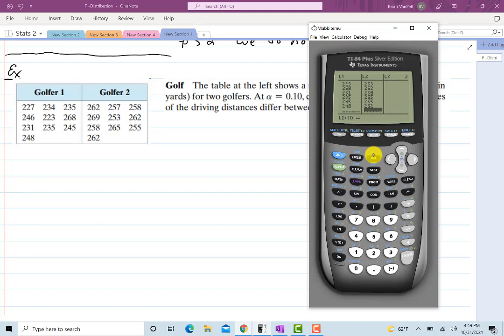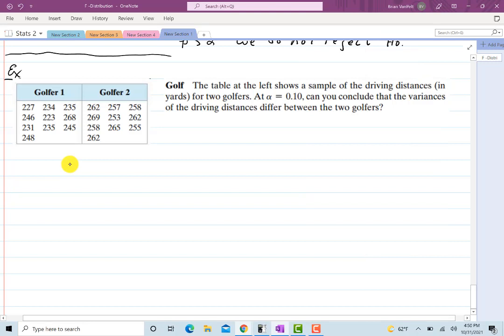All right, I've got my data in there. Let me go back to what the question is asking before I do anything else and set up my alternative hypothesis and null hypothesis. So let's take a look here. The table at the left shows a sample of driving distances in yards for two golfers. At alpha equals 0.1, can you conclude that the variances of the driving distances differ between the two golfers?